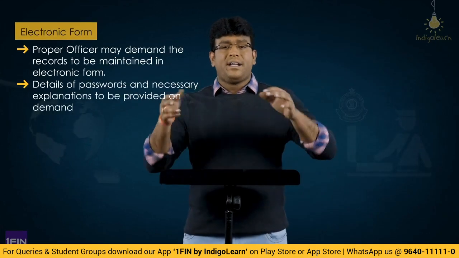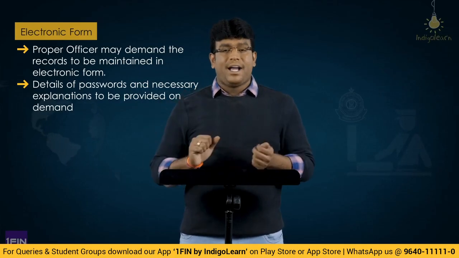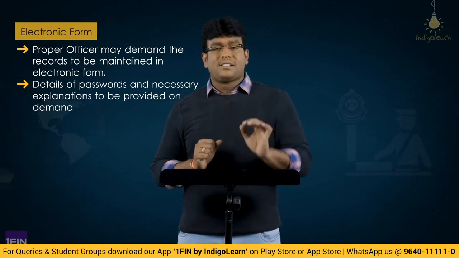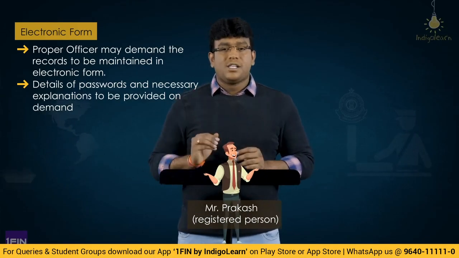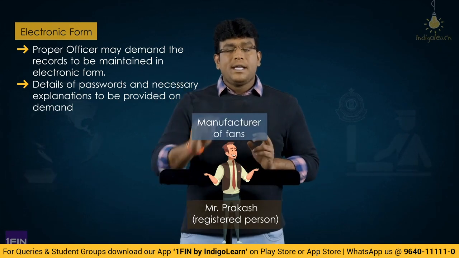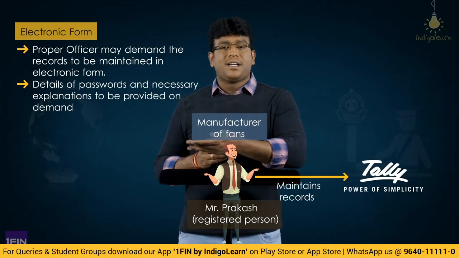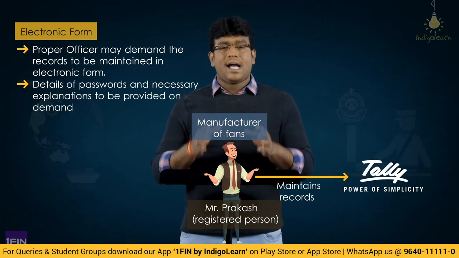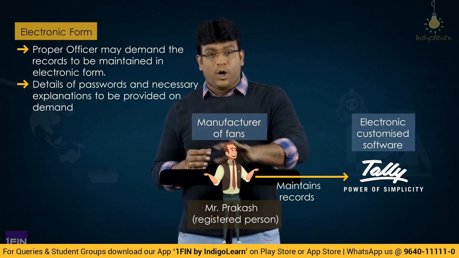Whenever records are maintained in electronic form, there is a possibility that the proper officer may demand the records maintained in electronic form. So for example, let's say there is one person, Mr. Prakash. Prakash is a registered person who is engaged in the business of manufacturing fans. And Mr. Prakash is maintaining records in a customized accounting software. There is no physical record at all. All the details, all the accounts and records, everything is maintained in the electronic customized software only.